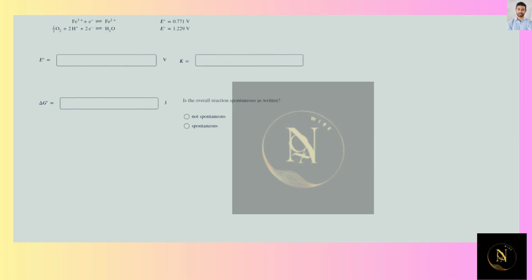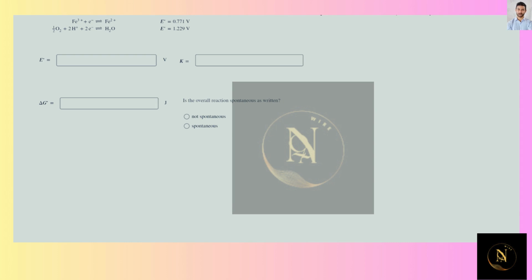Here we want to calculate the value for E naught, delta G naught, and K for the overall reaction of the balanced half reaction that we have present over here. So remember first of all that the standard potential is going to be an intensive property, so it doesn't take into account the amount of moles that we're going to have.